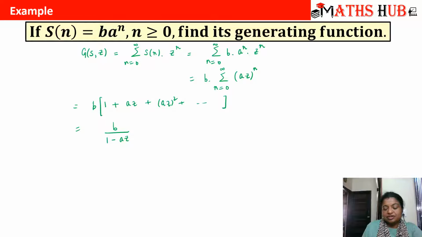Right? So what was the first sequence that we did? The first sequence was 1, and for that the generating function was 1 upon 1 minus z. Then the next sequence that we have just done is b into a raised to power n, and the generating function is b upon 1 minus az. And what was the first one that we have done? That was 1 by n factorial, and for that the generating function came out to be e raised to power z. So now let us move on to the next one.